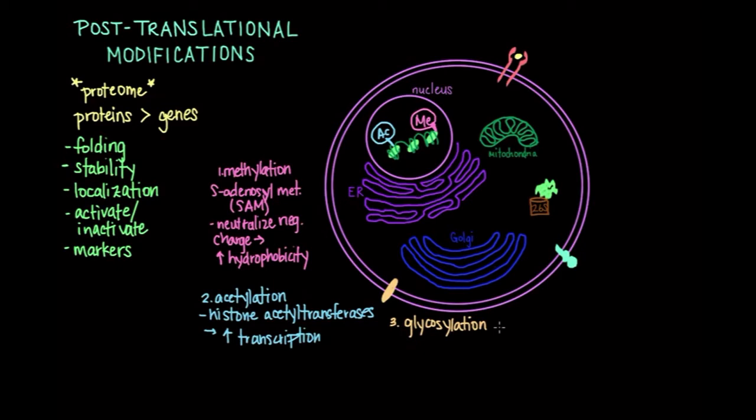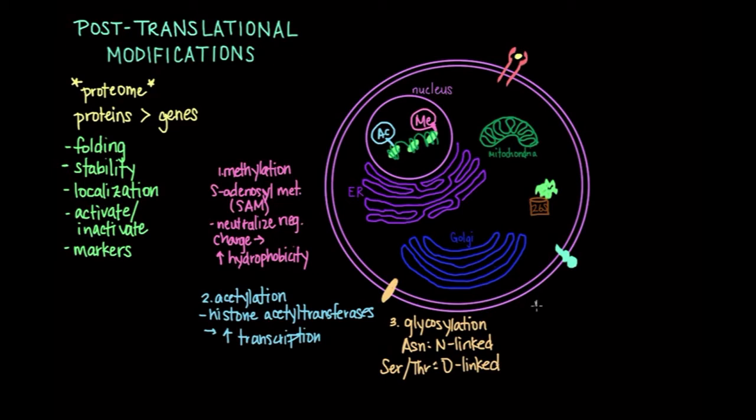These carbohydrates can be added to the nitrogen atom in the side chain of asparagine residues, those are N-linked, or to the oxygen atom in the side chains of serine or threonine residues, these are O-linked. These types of glycosylation changes form major structural components of cell surface and secreted proteins.